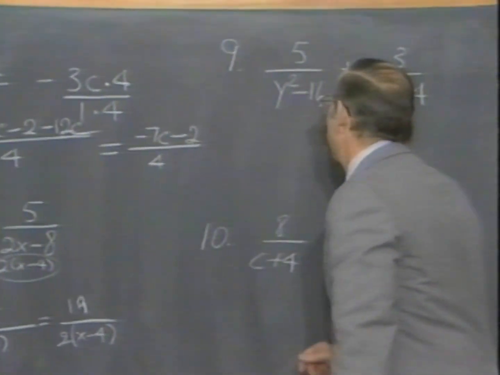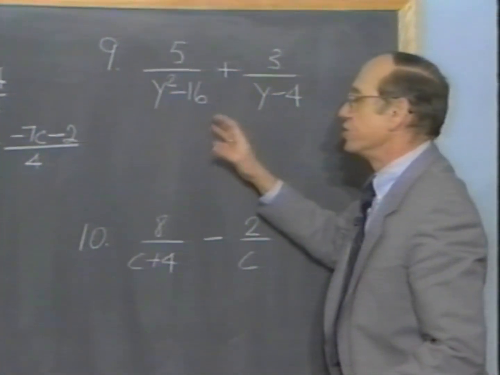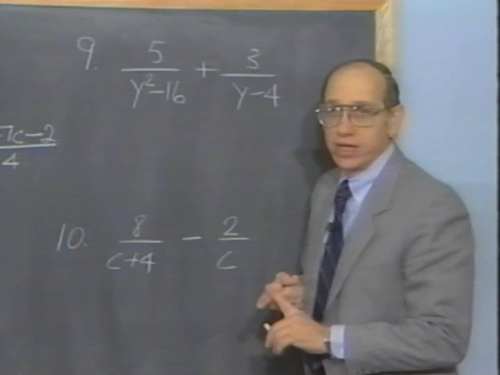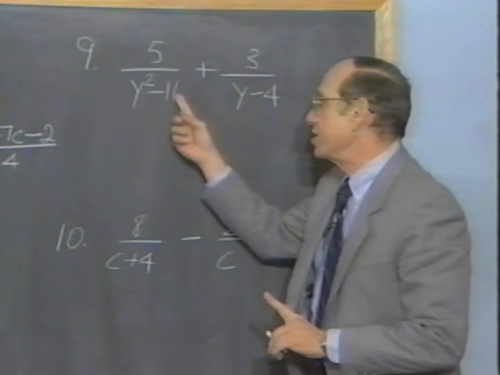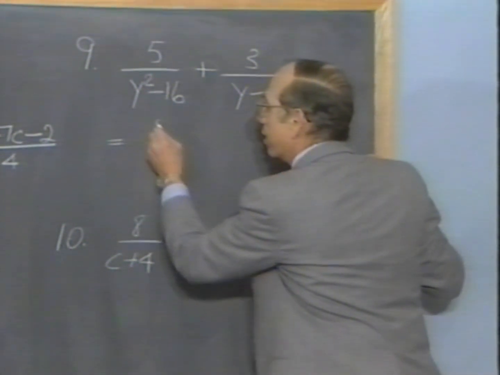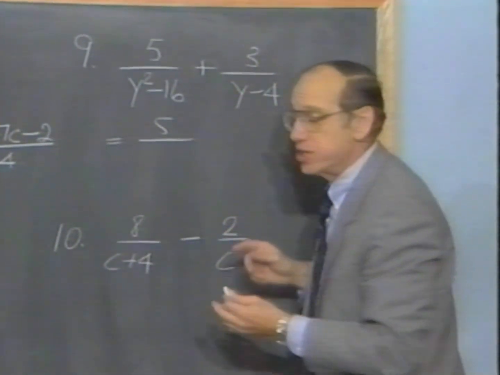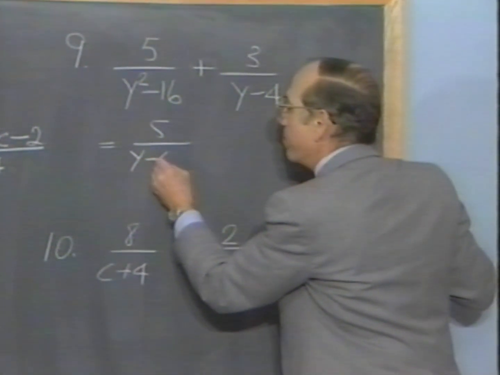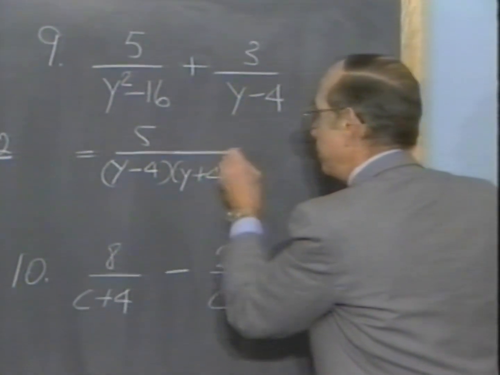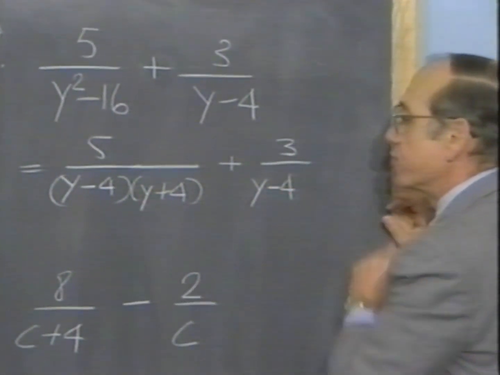In example 9, I have, again, two fractions with dissimilar looking denominators. And once again, the key to finding a common denominator is to see the factors of this first one. So let's see what they are. This denominator you recognize as the difference of squares, y squared minus 16, and that's y minus 4 times y plus 4. The second fraction is just 3 divided by y minus 4.